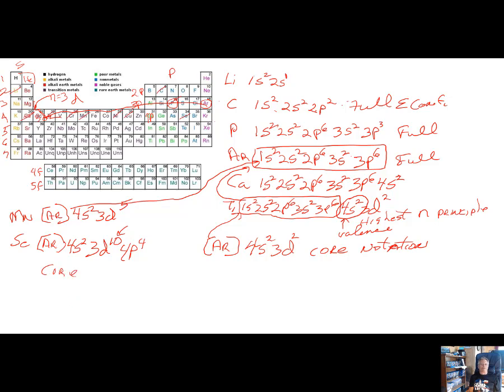And we're just using the noble gas core. So if we're going to use core notation, let's say, to write the electron configuration for antimony, Sb down here, our noble gas core would be krypton. And if it were bismuth down here, our noble gas core would be xenon. And if we were going to do oxygen and use core notation, our noble gas core would be helium. That's the way core notation works.